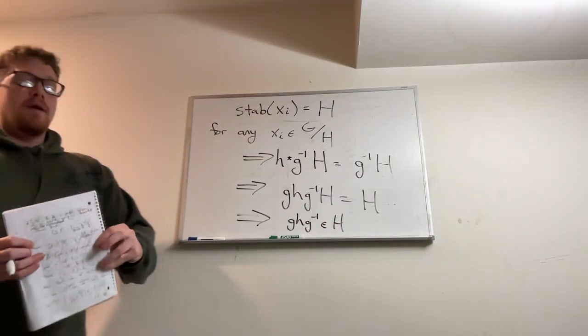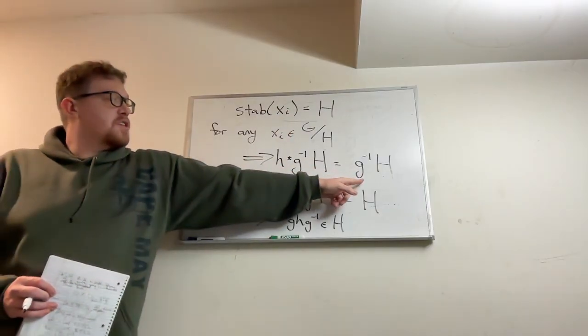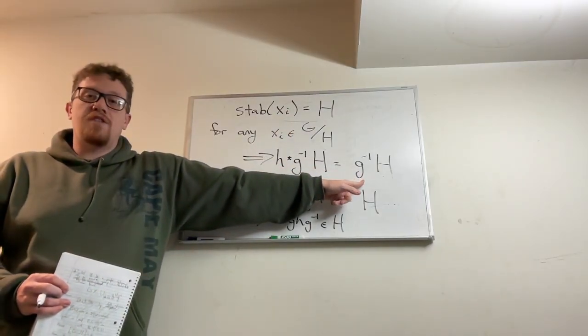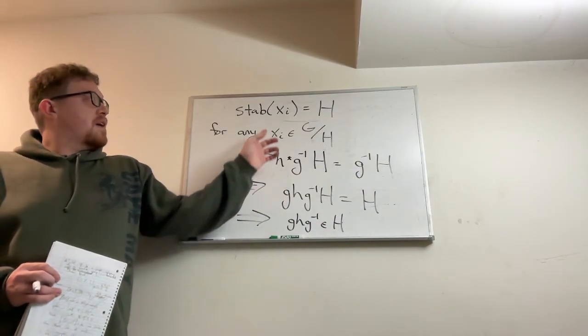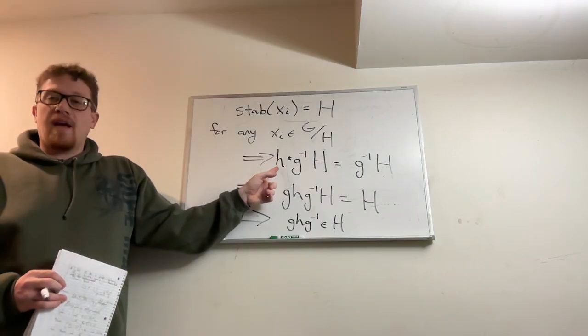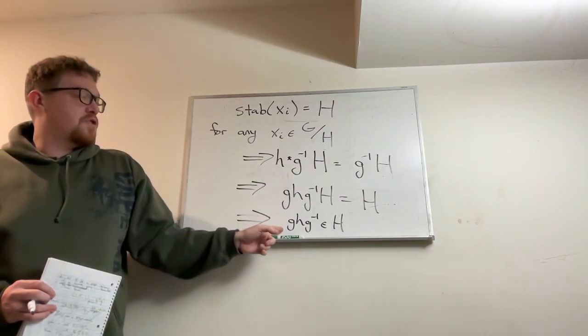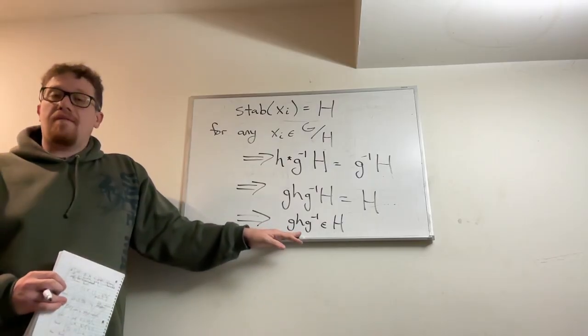So if this is true, then that just means that G inverse is in H. And because this was true for any xi, any representative, it doesn't matter which left coset I pick. It doesn't matter which G I pick. This is true for any G. And also because the stabilizer is all of H, likewise I can pick any H here, and this is also true for any H in big H. And this is the definition of normal.